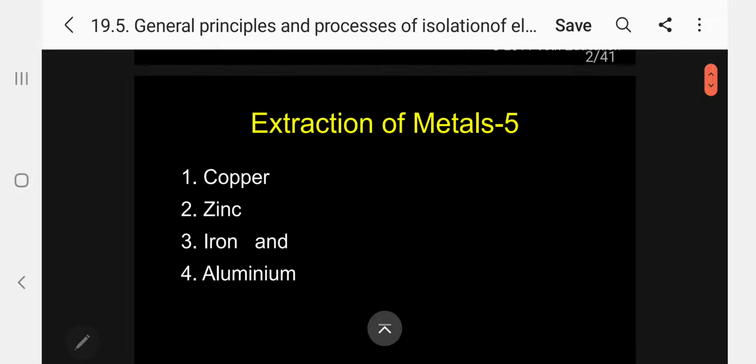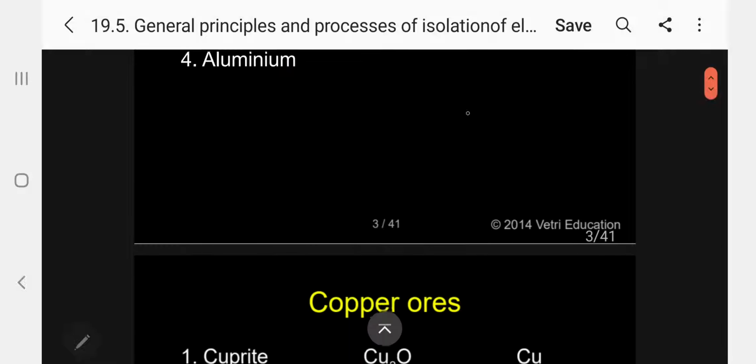So, under this, as I already told you, extraction of metals from their ores, I am going to discuss 1. Copper, 2. Zinc, 3. Iron, and 4. Aluminium. I will discuss them one by one. First, let me take copper extraction.